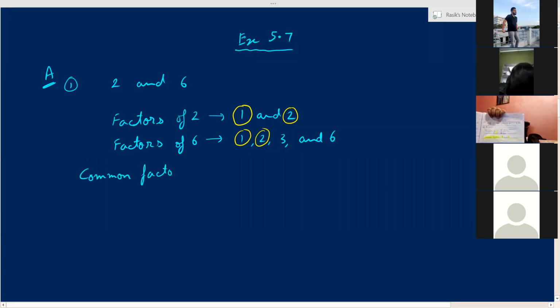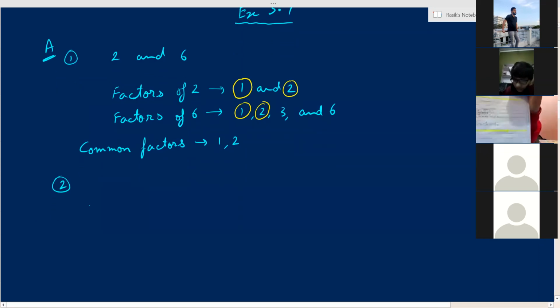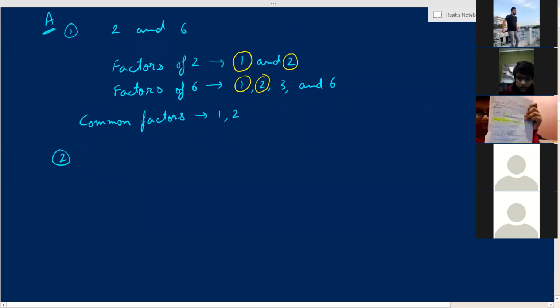Common factors: 1, 2. Answer. Any doubt? Very good. Correct. It's okay, Bhavir. Question 2. Ready, all of you? Have you all noted question 1 in your copy? No, sir.